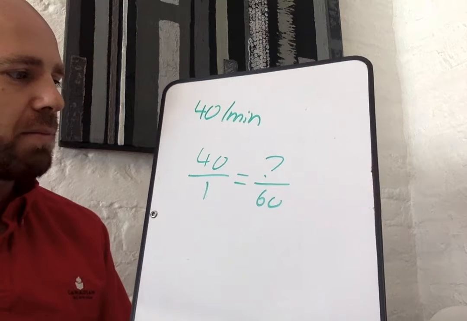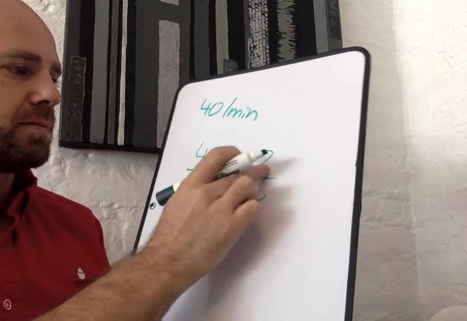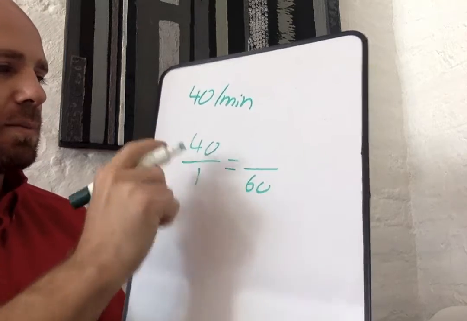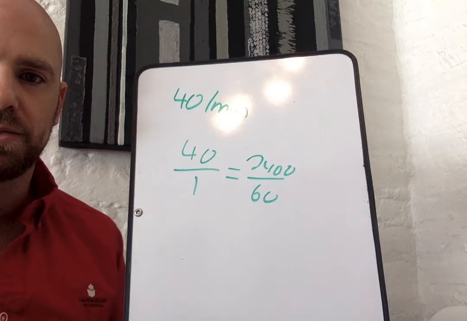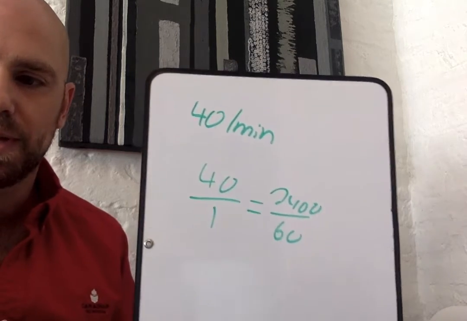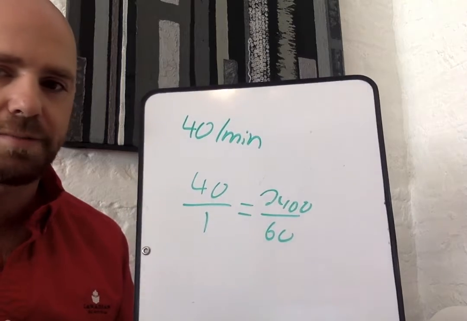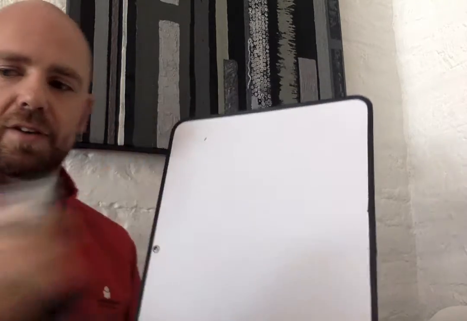So how many pages will I be able to print? I'm going to go 60 times 40 is 2,400, divided by 1 is 2,400. So in 60 minutes, I'd be able to print 2,400 pages. That's our first example.